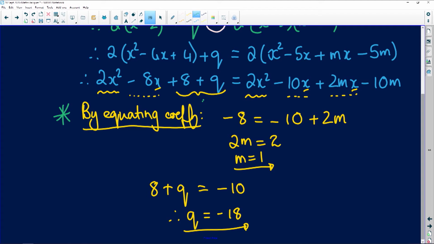You multiplied out, you distributed, and then this is the key thing to solving your two variables. We call this equating coefficients. The coefficients are the things that are in front of the variable, which in this case is x. Okay, m was 1, q was negative 18. Let's look at the next one.